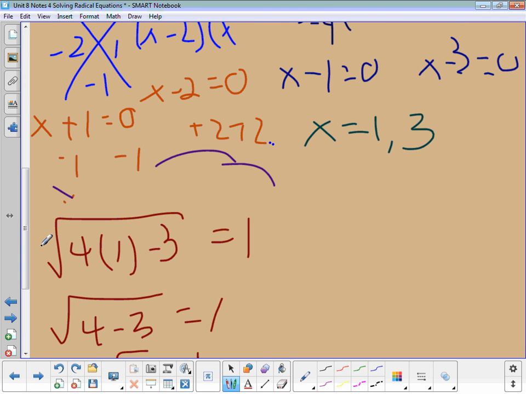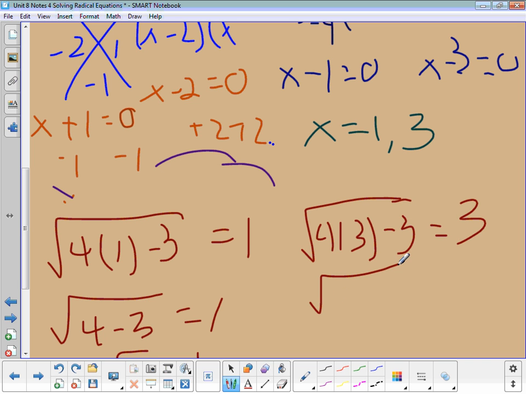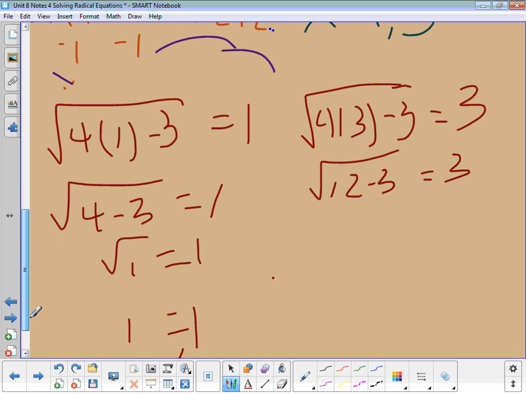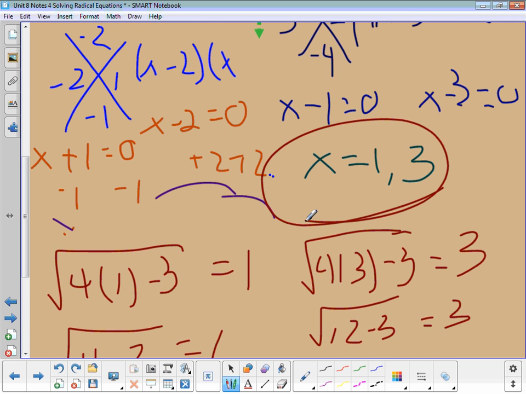So we know 1 works, but we still have to try 3. So then I have the square root of 4 times 3 minus 3 is equal to 3. So my radical is set equal to a positive number. That's a good start. So then I get 12 minus 3. 12 minus 3 is 9, so I get the square root of 9 is equal to 3. Well, the square root of 9 is 3, so 3 is equal to 3. Well, looky there, both of them work out. So both of those are an answer to our equation.